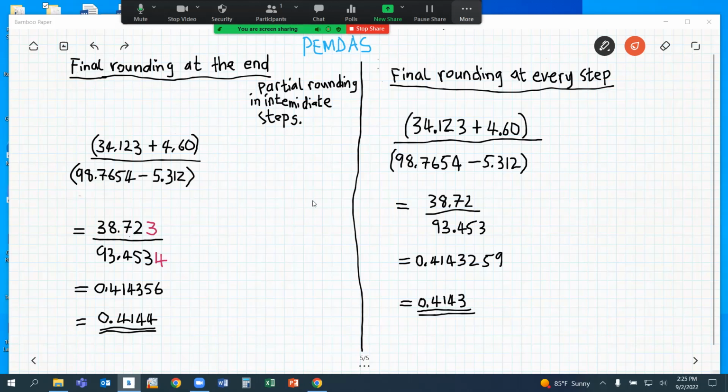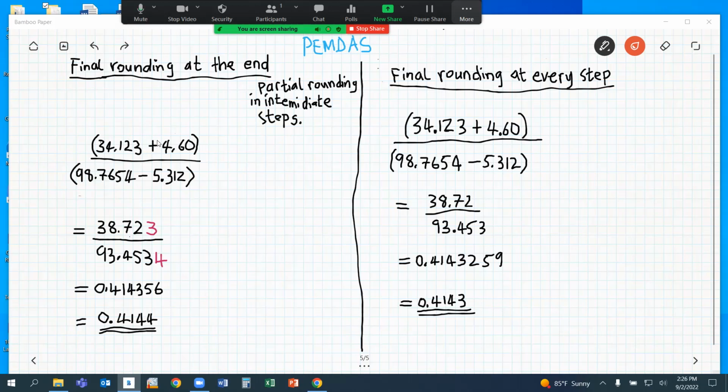So as we go from one step to another, we'll be rounding, but only partially, and we'll only do the final rounding at the end. Then on the right, we'll do the final rounding at every step, and we will see the difference in both answers. Okay. So the question is 34.123 plus 4.60, all of that divided by 98.7654 minus 5.312. When you follow PEMDAS, you start with parentheses. So we have parentheses in the numerator and parentheses in the denominator. Let's start by solving the parentheses in the numerator.